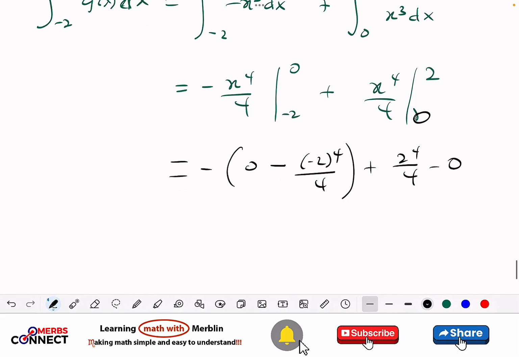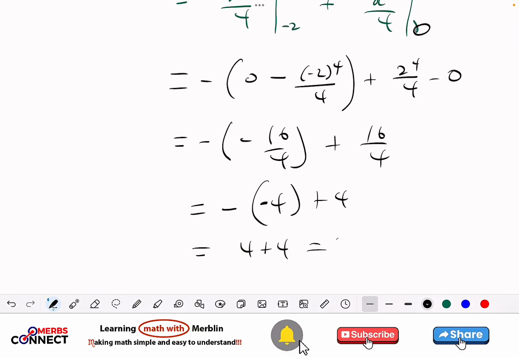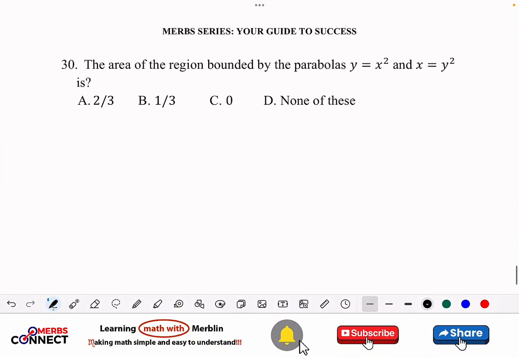So what is 2 to the power 4? This is going to give us -16/4 plus another 16/4 here. So this is going to be -4 plus 4. And this is going to be +4 plus 4, and this is going to give us 8. So we are going to have D here. So pay attention to the questions whenever you are doing them.